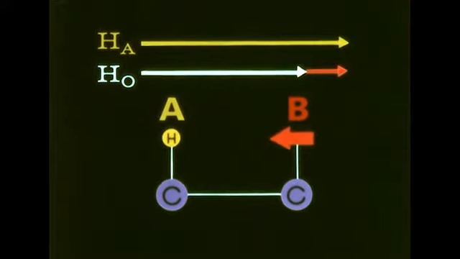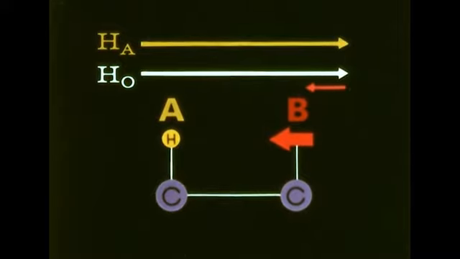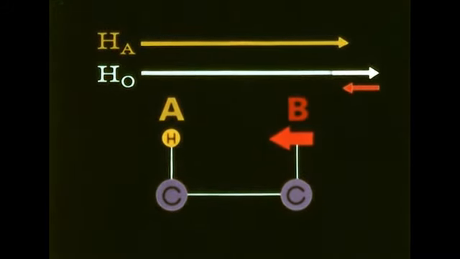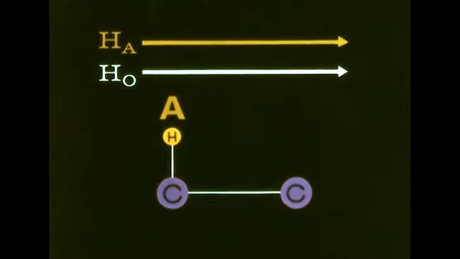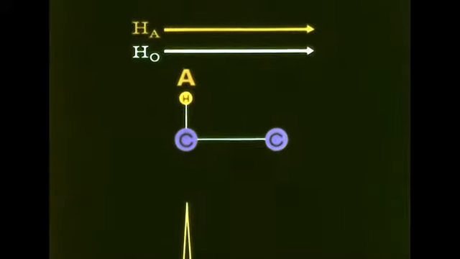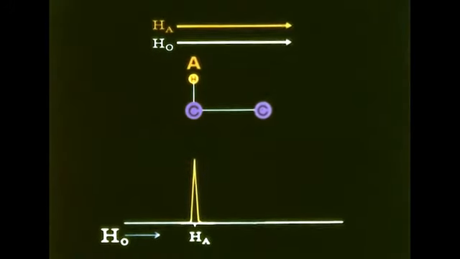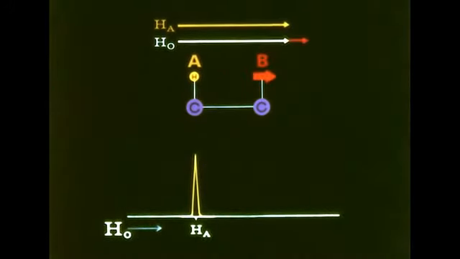If the field of B subtracts from H0, H0 must increase to keep A in resonance. In the spectrum, if A has no neighboring proton, the absorption will appear at HA. If the neighbor B adds its field to H0, a smaller H0 is necessary. If B subtracts its field from H0, a larger H0 must be applied.